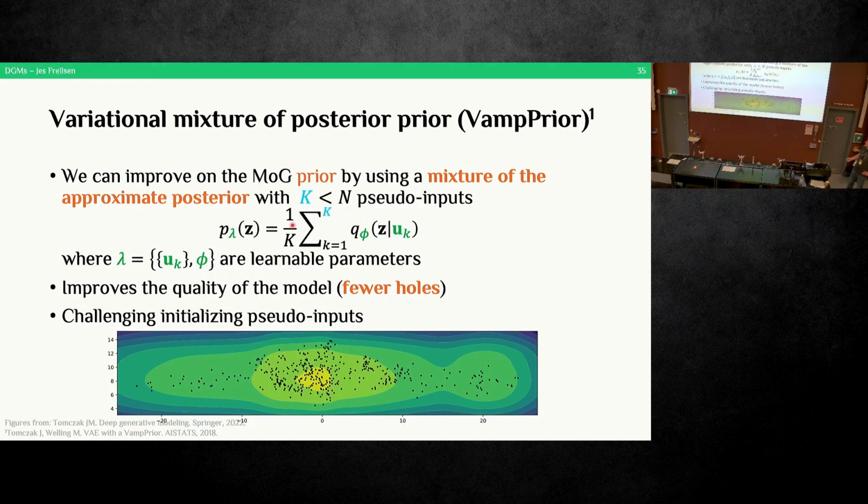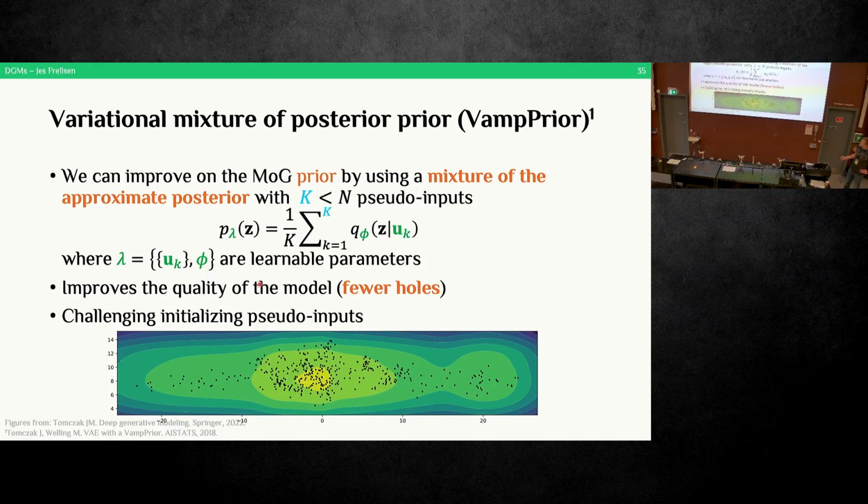So we pick k pseudo inputs that are much fewer than the number of training points. And then we learn those pseudo inputs. They will be the learnable parameters. So it means that we place some pseudo inputs, we move them around, and we model our prior as a mixture where we mix the variational distribution at a number of pseudo points. And this improves the quality of the model even further.